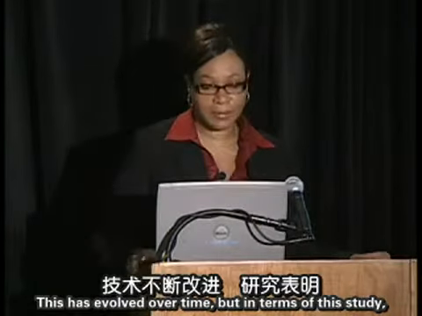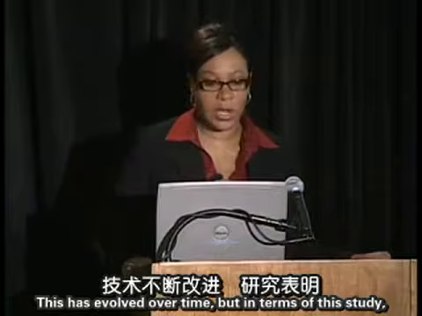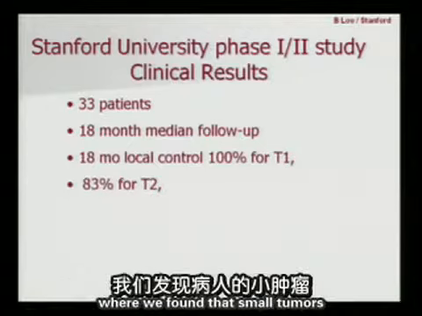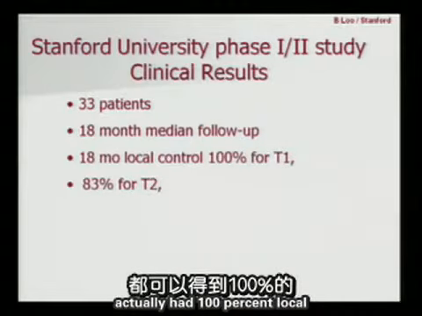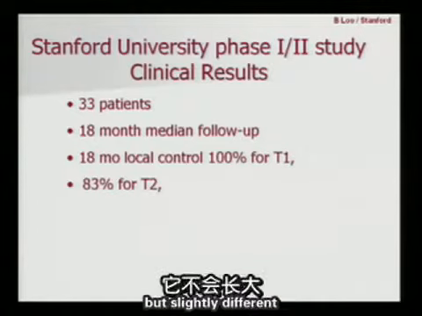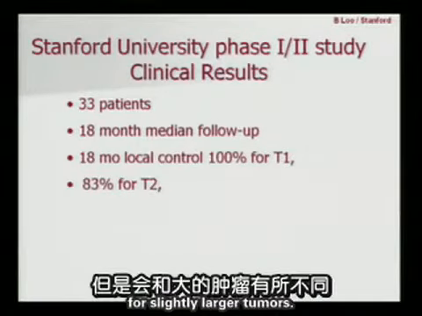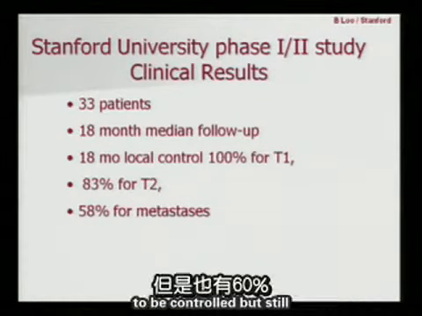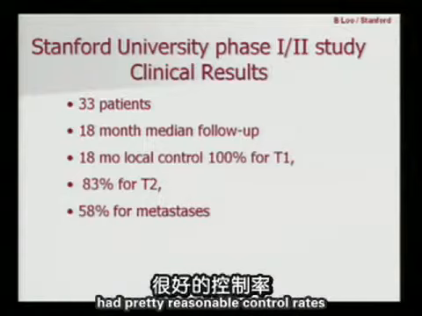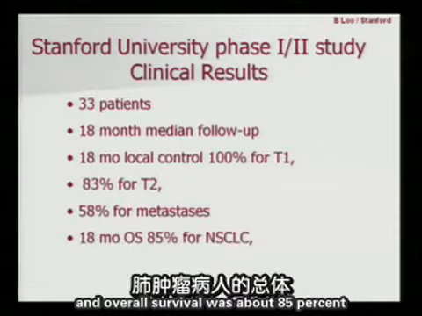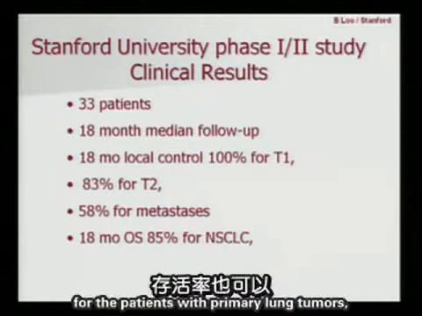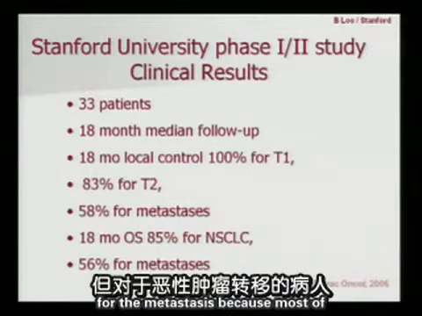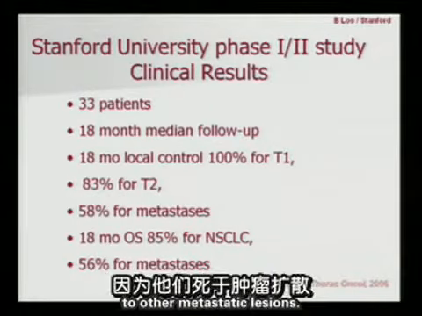This has evolved over time, but in terms of this study, 33 patients with a median follow-up of a year and a half, we found that small tumors actually had 100% local control, so didn't grow after that. But slightly different for slightly larger tumors, and tumors that had spread to the lung from somewhere else were a little bit more difficult to be controlled, but still had pretty reasonable control rates of about 60%. And overall survival was about 85% for the patients with the primary lung tumors, but only 56% for the metastases, because most of those patients would succumb to other metastatic lesions.